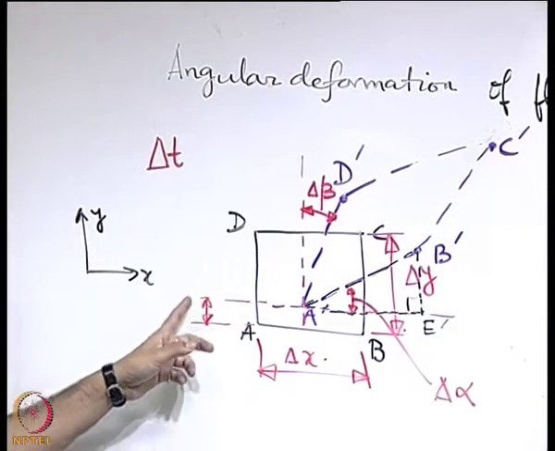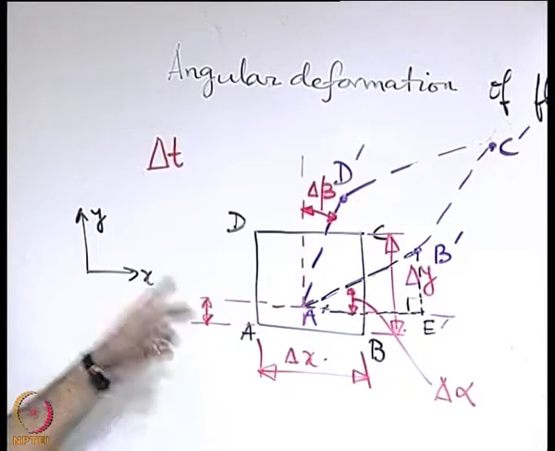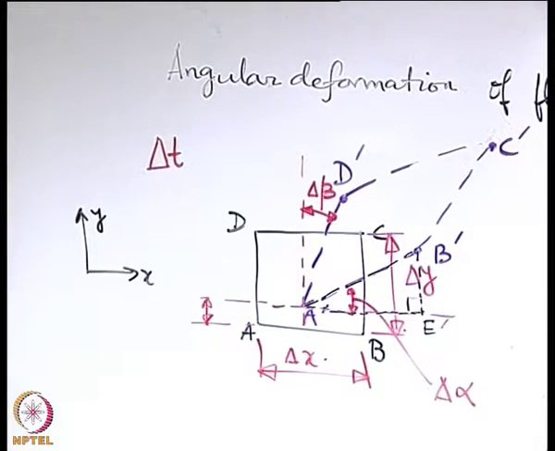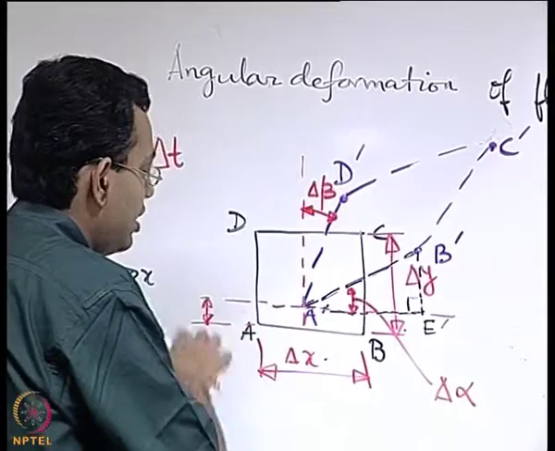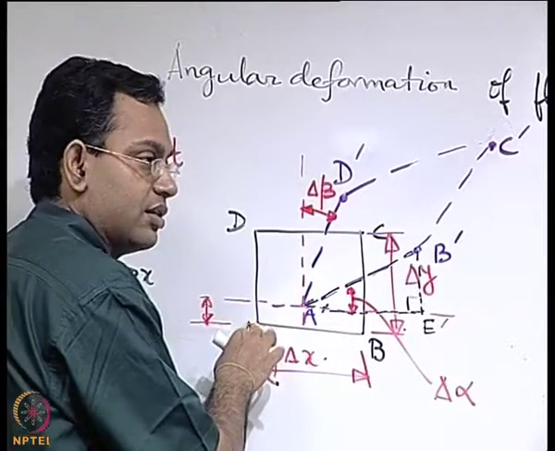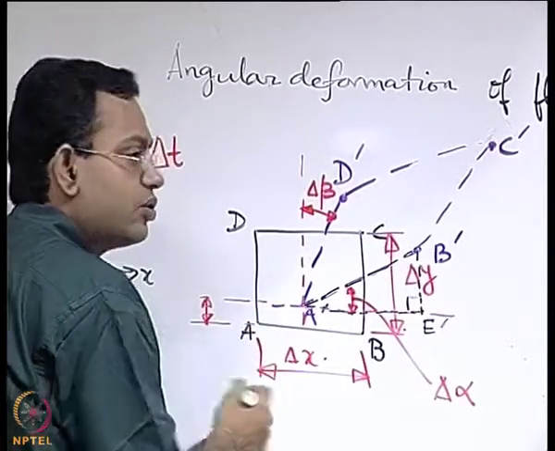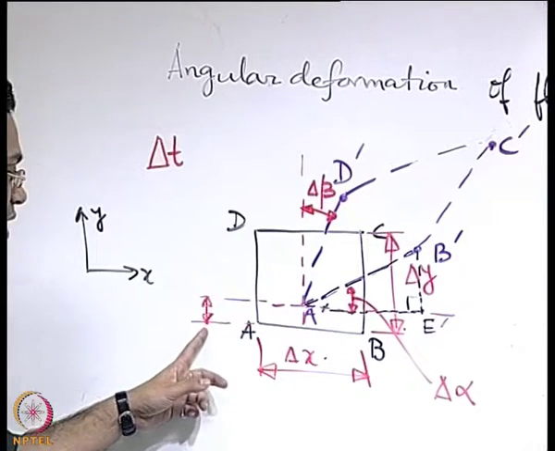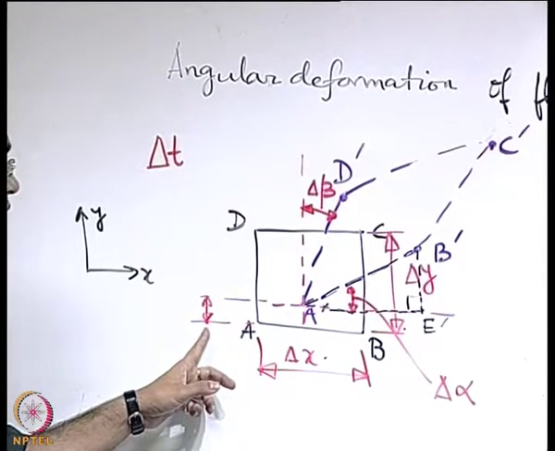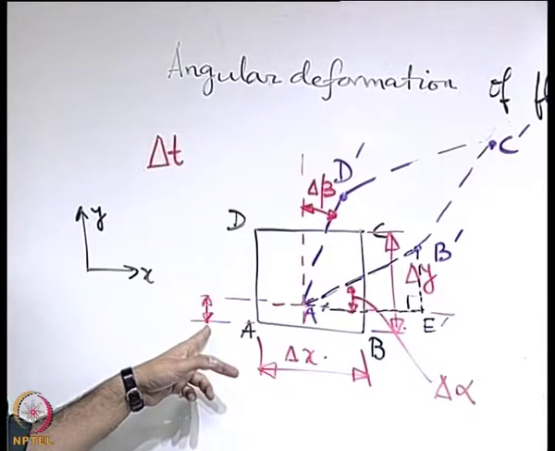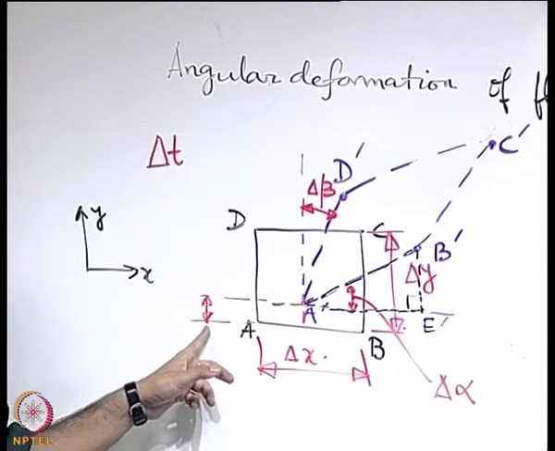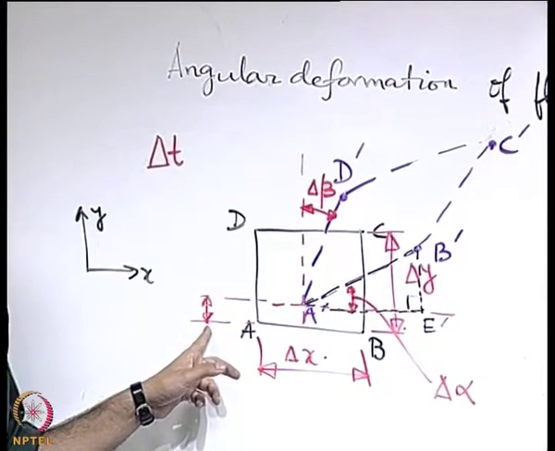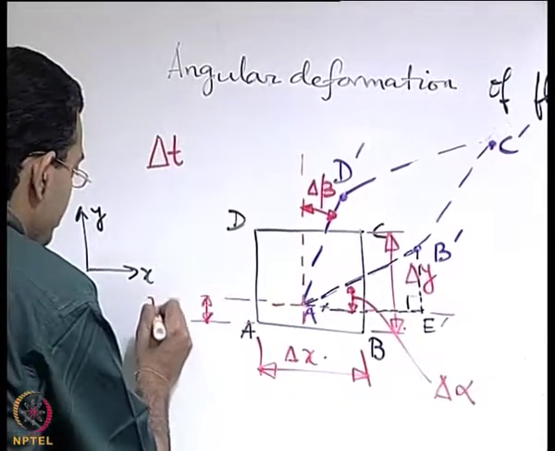So, what is this displacement? Let us say that the velocity at the point A is given by the two components u and v. u comma v are the components of the velocity vector. So, at A, if you allow a time of delta t, what should be the vertical displacement? v into delta t.